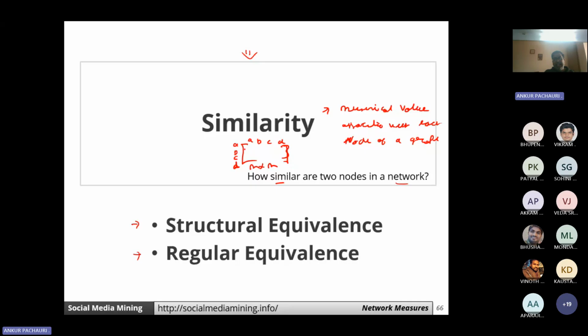So to what extent is A similar to B? To what extent is node A similar to node C? To what extent is node A similar to D? Now this "to what extent" is a tricky part. What is my criteria for finding out similarity? Is it based on the network itself, based on the neighborhood? Or this is slightly tricky. We call it regular equivalence.